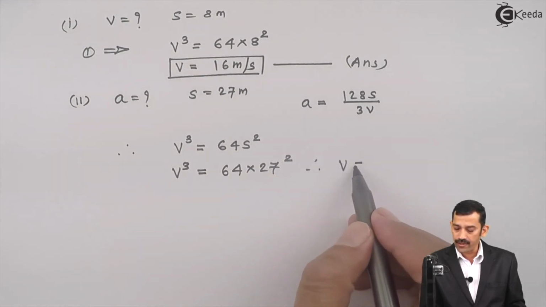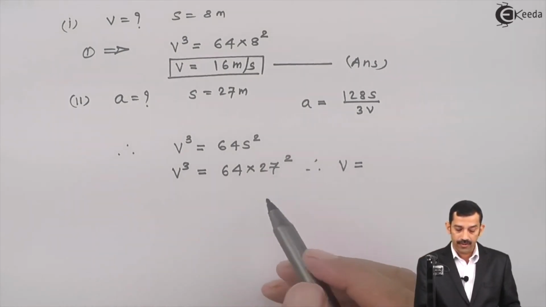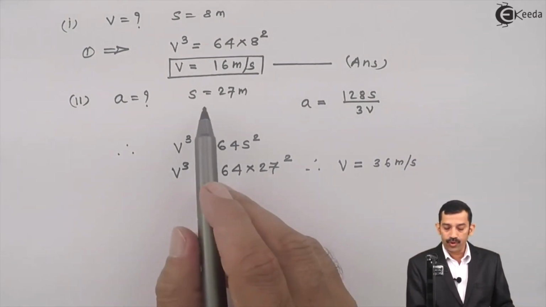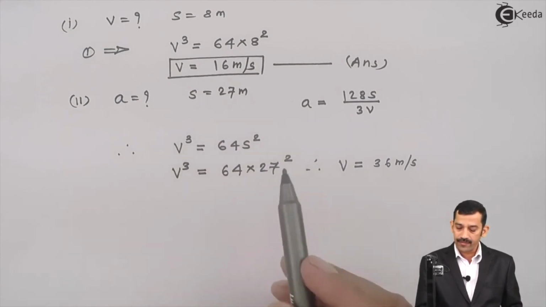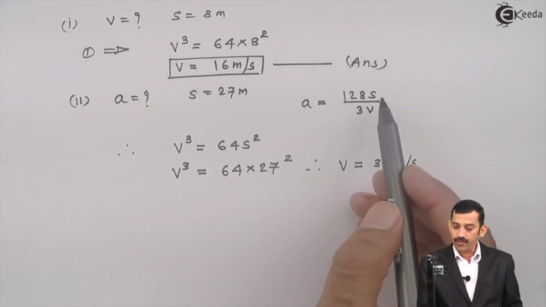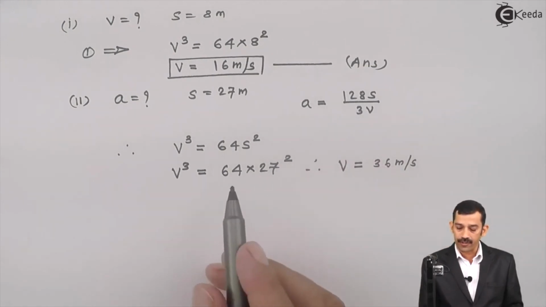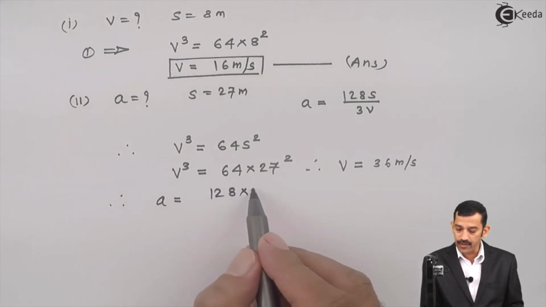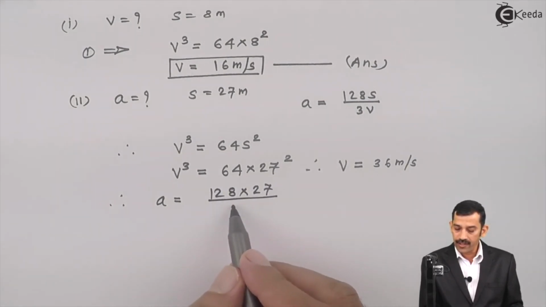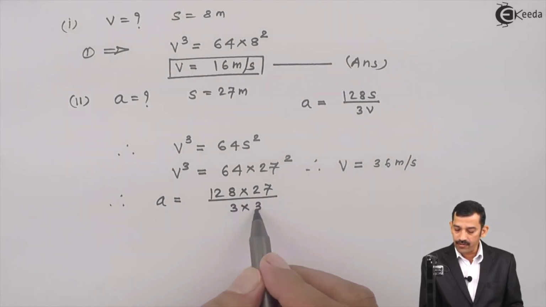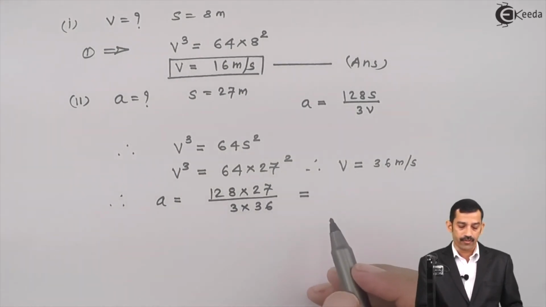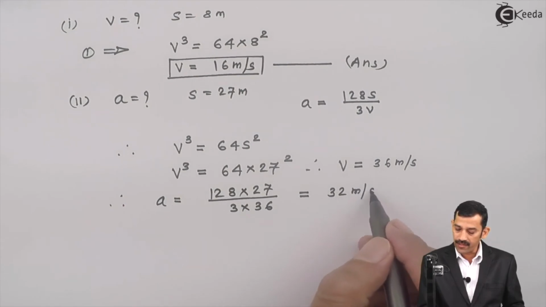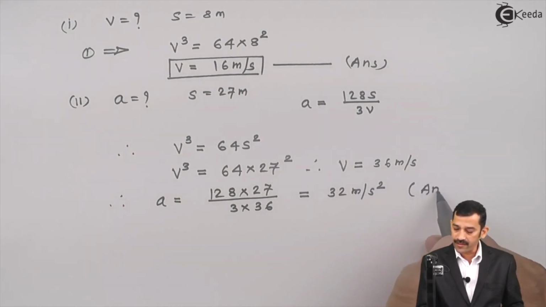Therefore, what do we get? Velocity. Using a calculator, this velocity comes out to be 36 meters per second. That means at s equal to 27 meters, velocity is 36 meters per second. If you substitute s and v, acceleration is possible. Therefore, acceleration a equal to 128 into 27 upon 3 into 36. If you calculate using a calculator, this acceleration comes out to be 32 meters per second square. This is your second answer.